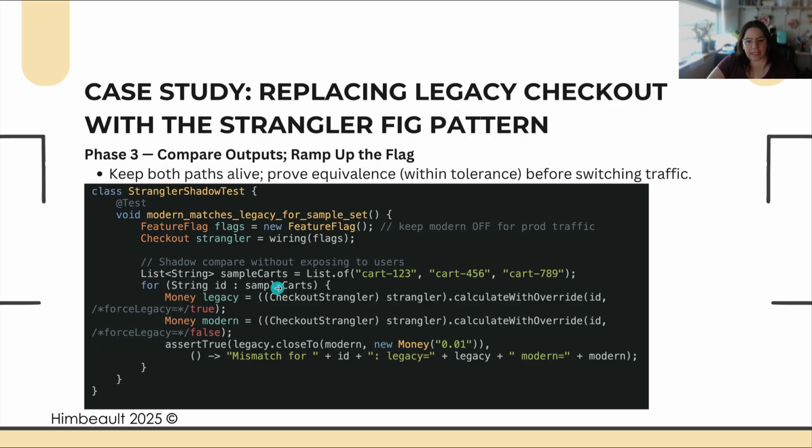So for each of our IDs in our sample cart, we made a sample cart. We can try to find out what the money comes back as using the legacy system versus what the money comes back as for the modern system. You'll notice that we have a force legacy tag here for true and false. So the legacy, yeah, use legacy. Modern, do not use the legacy, right? Use the modern system. Then we can assert that those are the same within a certain amount of percent or dollar amount.